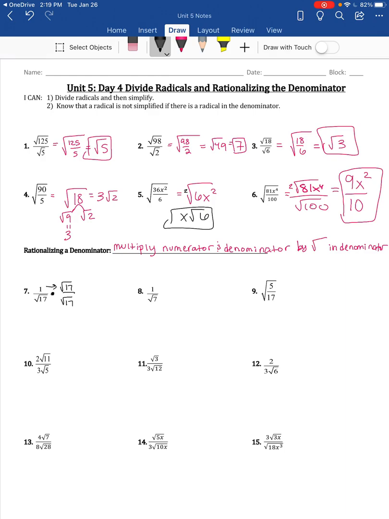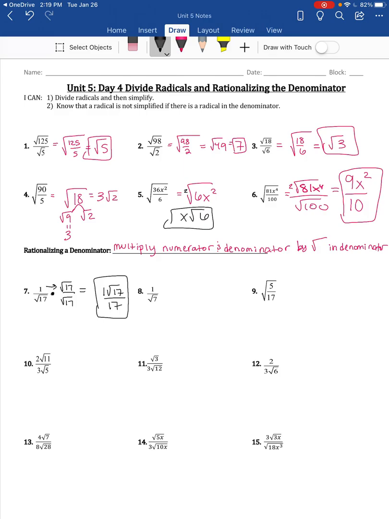And now I multiply across. So 1 times rad 17 is just 1 rad 17, or just rad 17, the one's not necessary. And then rad 17 times rad 17, use that shortcut, is the whole number 17. So that would be your final answer because you can't break down the square root of 17.